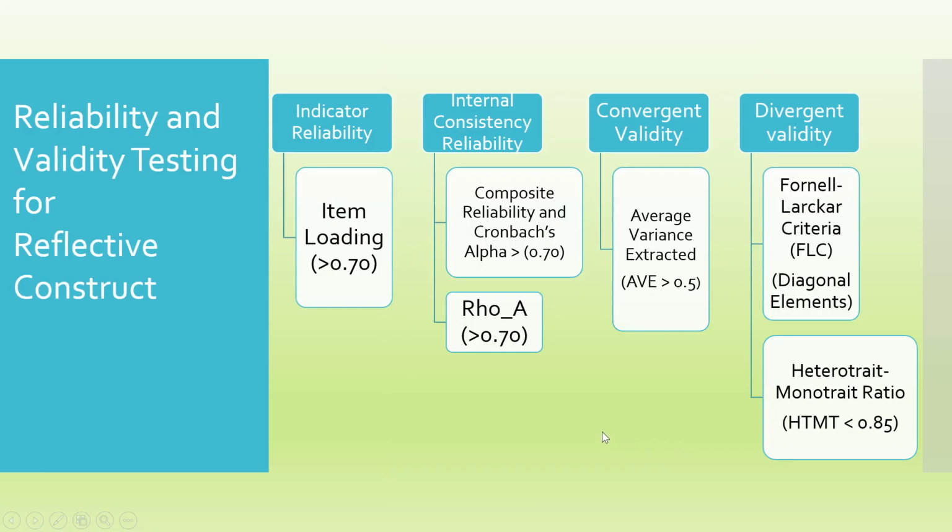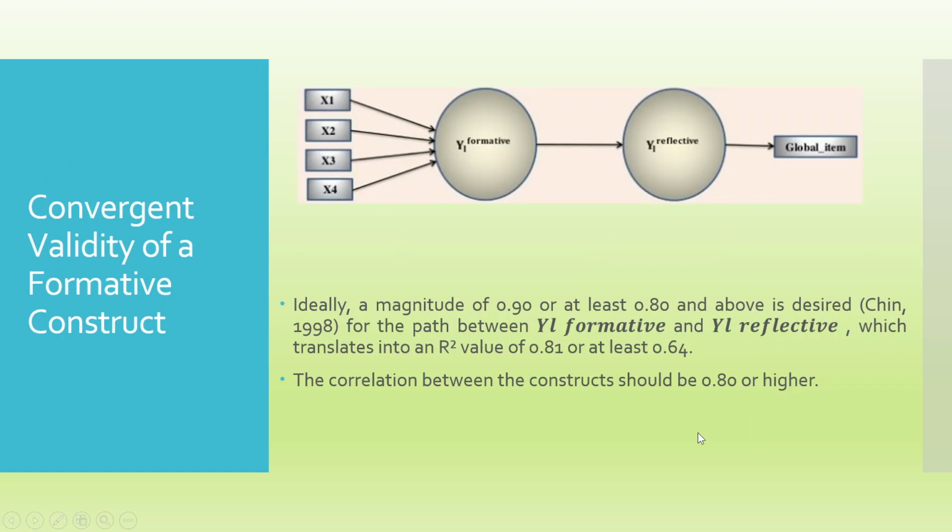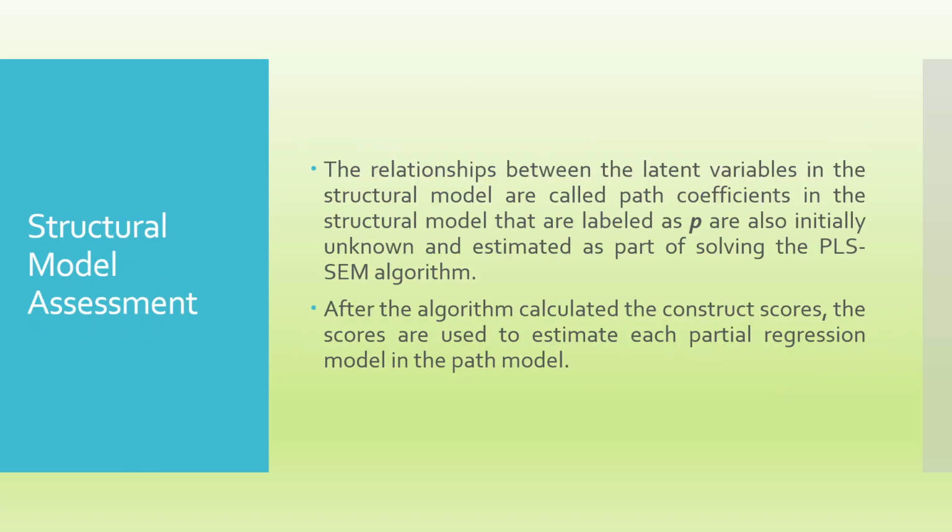In my previous video, we also discussed how to establish reliability and validity testing for the reflective construct, in which indicator reliability, internal consistency reliability, convergent validity, and divergent validity were considered. The convergent validity of the formative construct was established with the help of a single global item suggested by Chin. Now let's see how to do the structural model assessment. Basically, it is a relationship between the latent variables in the structural model. This relationship is also called the path coefficient, which is indicated by a small p.